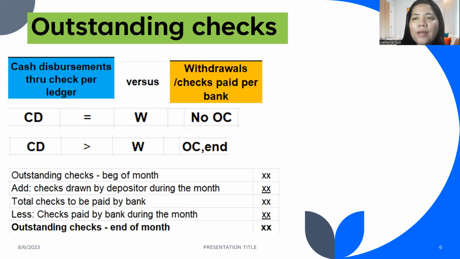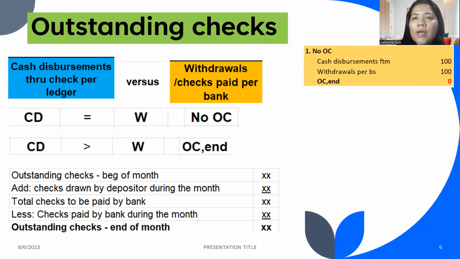So let's have here another formula. If our outstanding checks have beginning of the month, we have to add the checks drawn by the depositor during the month, or the cash disbursement through check per ledger, to get the total checks to be paid by bank. Then less checks paid by bank during the month, or the withdrawals in our bank statement, and then that will be your outstanding checks end of month.